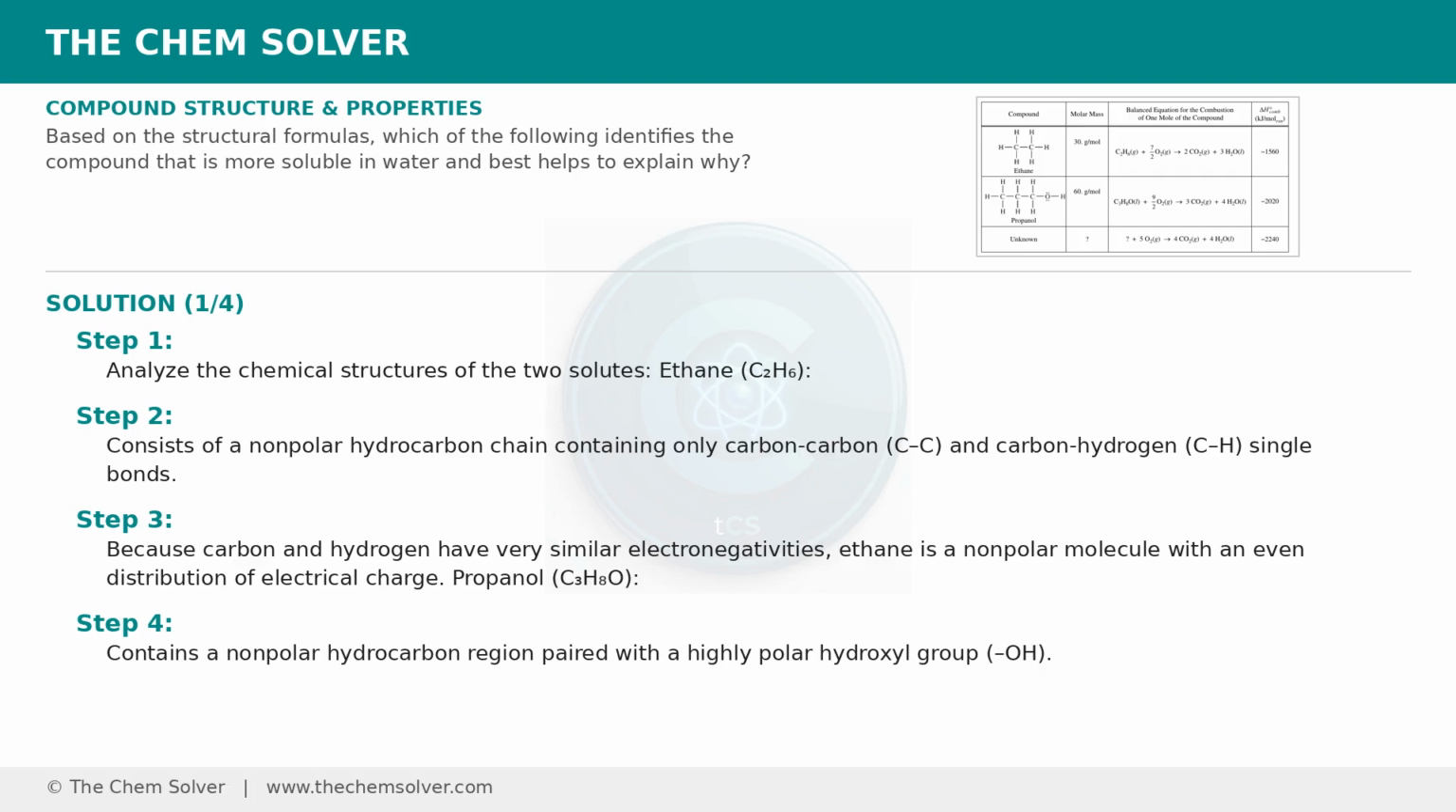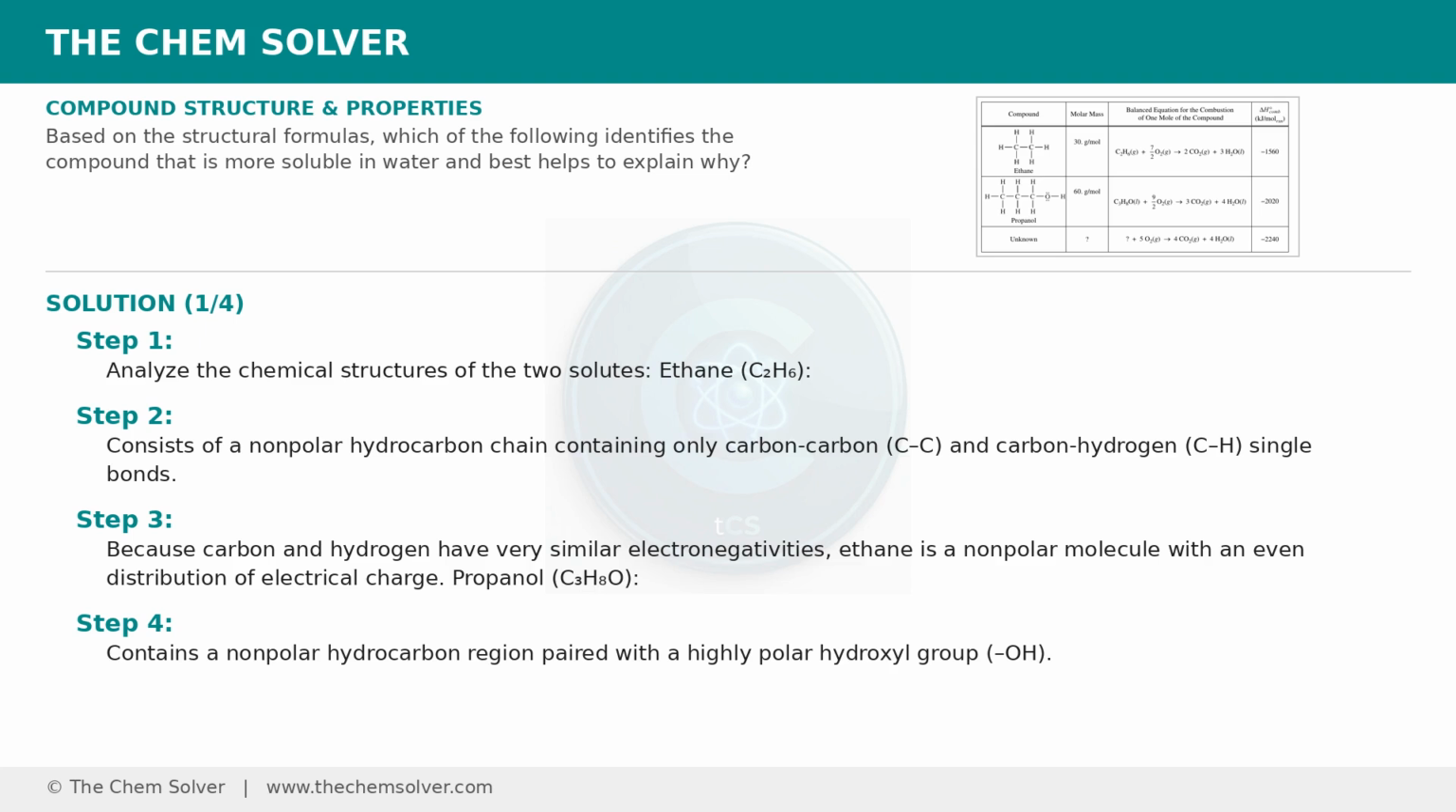Analyze the chemical structures of the two solutes. Ethane, C2H6, consists of a nonpolar hydrocarbon chain containing only carbon-carbon (C-C) and carbon-hydrogen (C-H) single bonds. Because carbon and hydrogen have very similar electronegativities, ethane is a nonpolar molecule with an even distribution of electrical charge.